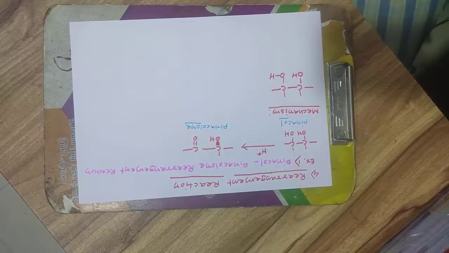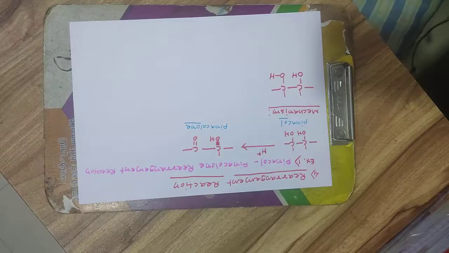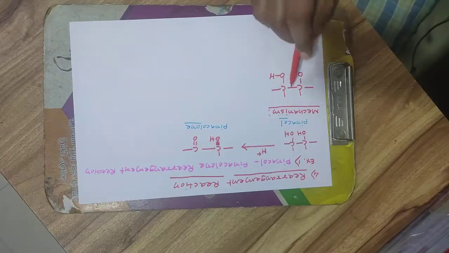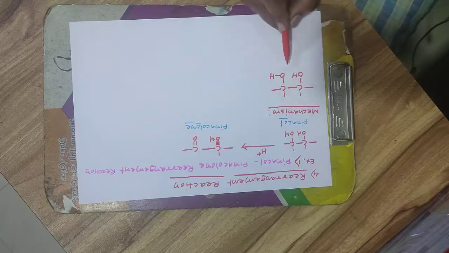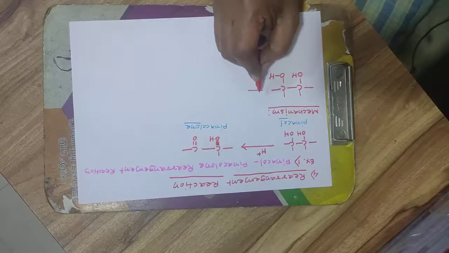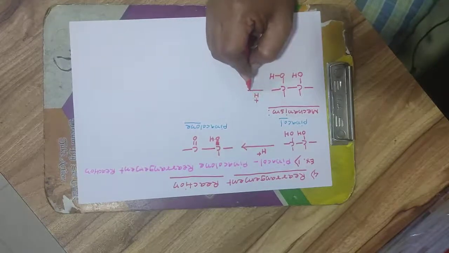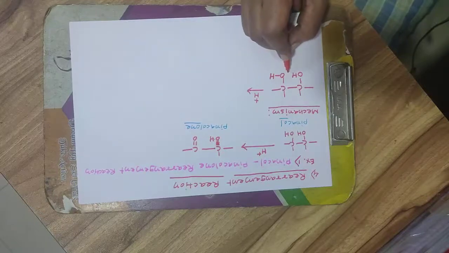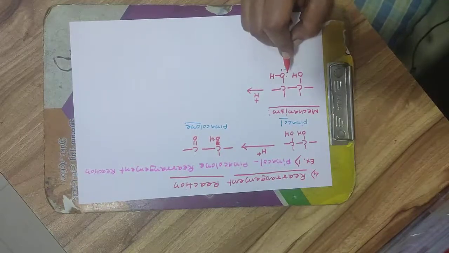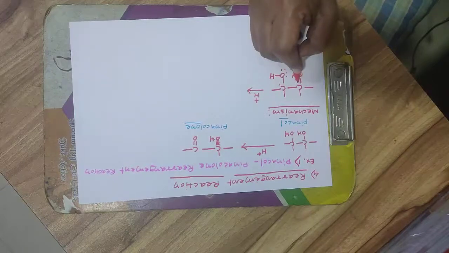Now let us see the mechanism of this reaction. Here is your phenol. OL means alcohol. The reaction takes place in the presence of acid, H+. Oxygen has 2 lone pairs. We can take any OH group. Suppose this is carbon number 1 and this is carbon number 2.